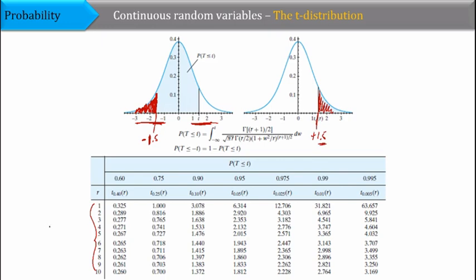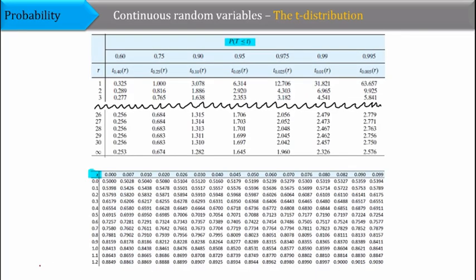Let's suppose that I have a sample of size 5, so that means my degrees of freedom, which is r, will be 5 minus 1, which is 4. Okay, so I'm looking at 4. So over here, the closest I have to 1.5 is 1.533. The probability of being greater than this is 0.1. So by symmetry, the probability of being less than negative 1.5 is also 0.1. So that is how we use our t-table.